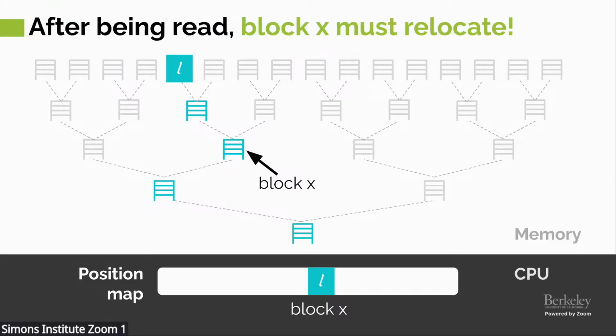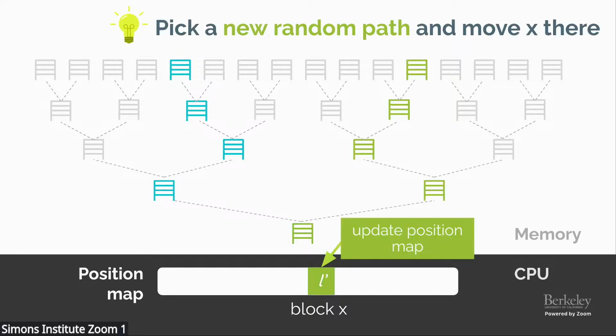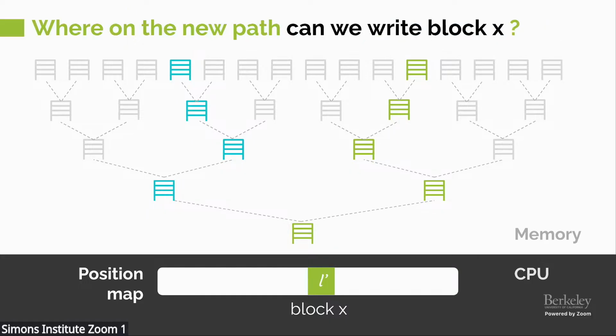And at this moment, we have to recall our key insight. Now we have read this block. We have to relocate it immediately. Okay, so how do we relocate it? We need to write it somewhere else. The most natural idea is to pick a new random path, let's say the green path, and write it to the green path. And to do that, of course, I have to update my position map to reflect that it is now on the green path. But the real question here is, where on the green path can I write the block?